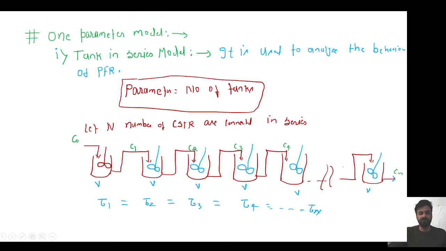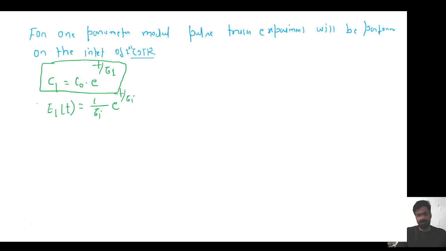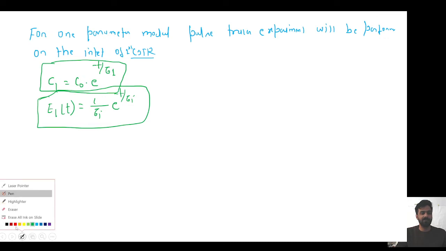So what will be the value of C1 from here? Can I write C1 equals C naught e to the power minus t by tau 1? Are you getting it? So can I write my relation E1(t), that is the RTD curve, equals 1 upon tau i e to the power minus t by tau i. That you know, this is the basic thing in the continuous stirred tank reactor. This is the concentration at the exit, and this is the exit age distribution function. This is very important that you should know.